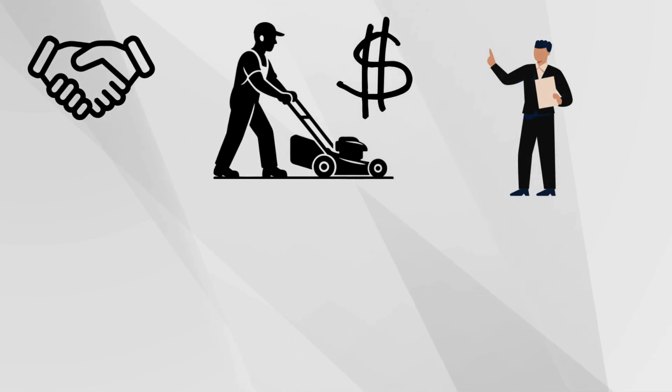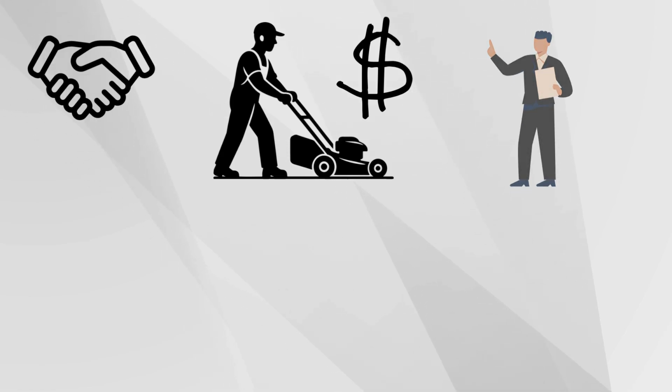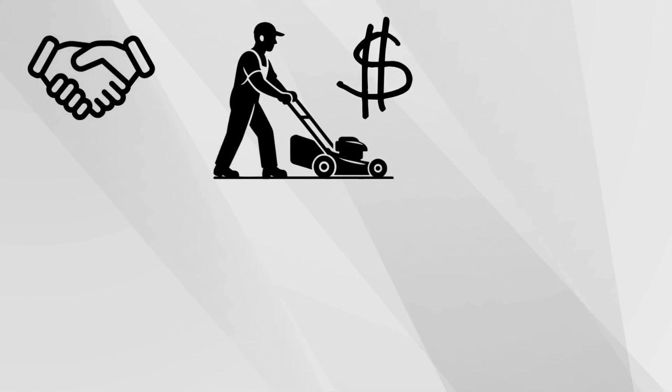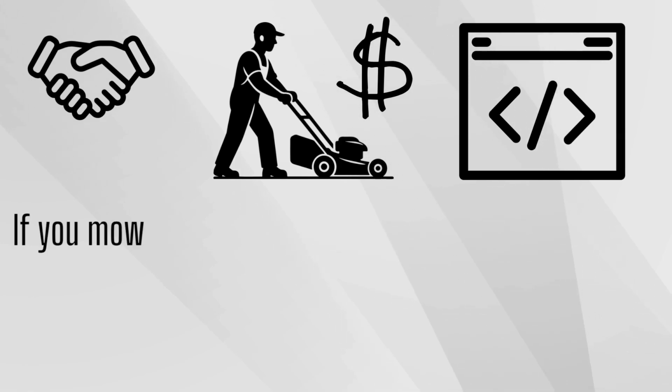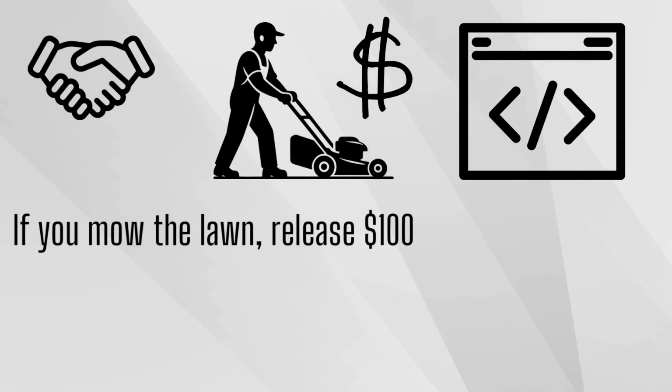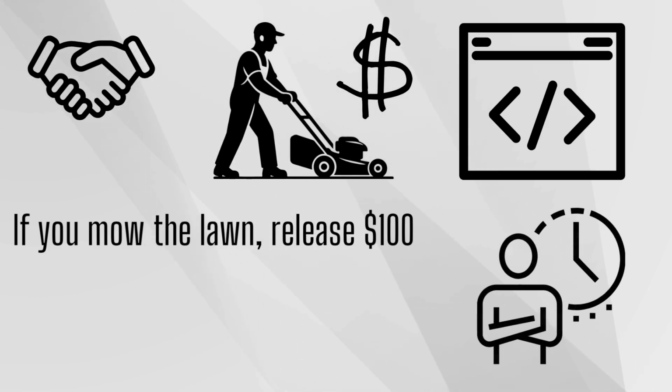With a smart contract, that middleman disappears. The contract is just code on the blockchain. It says if you mow the lawn, release $100, and once the condition is met, it just happens. No waiting for a bank, no chasing someone down, no middleman taking a cut.